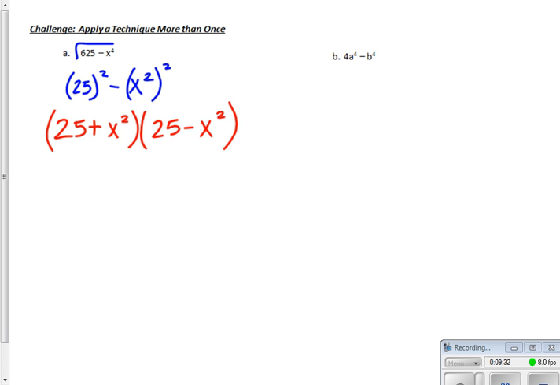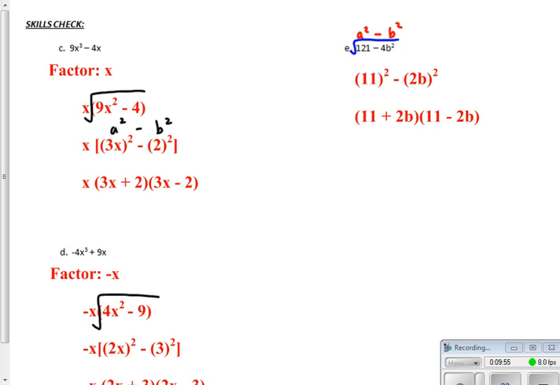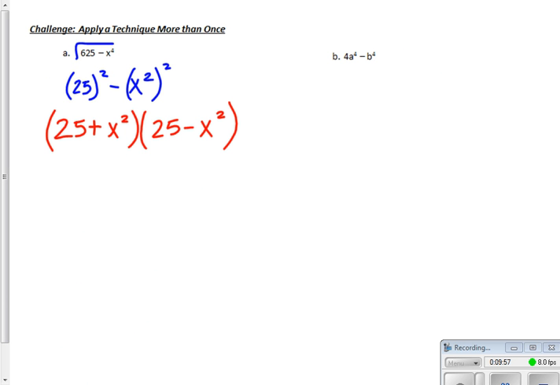Now, the reason why we have this as a challenge problem is because when you have the form a squared minus b squared here, right? A squared minus b squared. We're able to square root these and come up with a new portion, a plus b, a minus b. If you look at this, the 25 plus x squared, well, that is going to stay the same. The reason why is because of the plus sign. Well, when you have a squared minus b squared, right, you can take the square root of that.